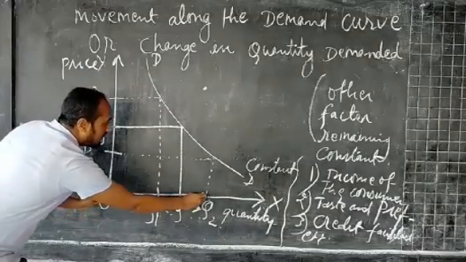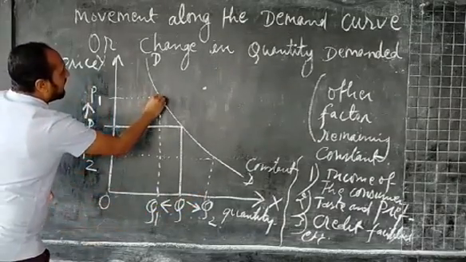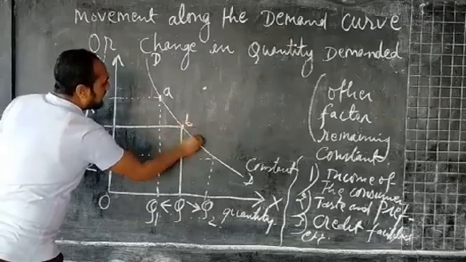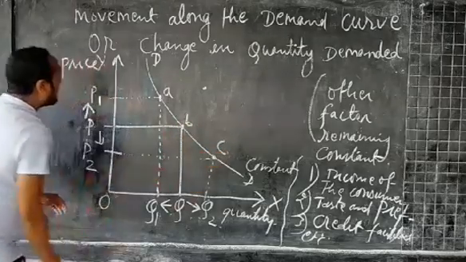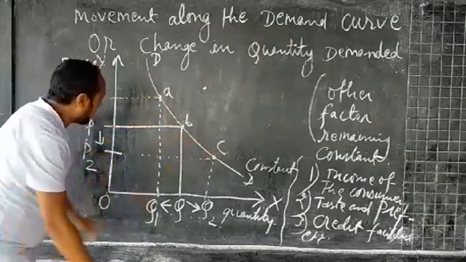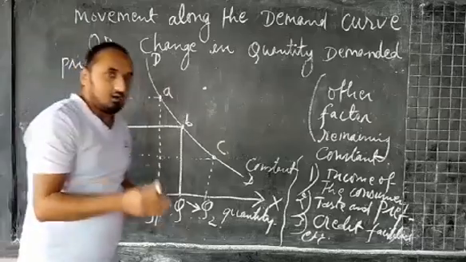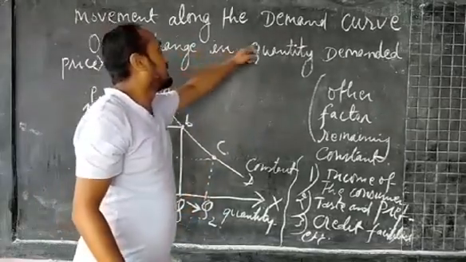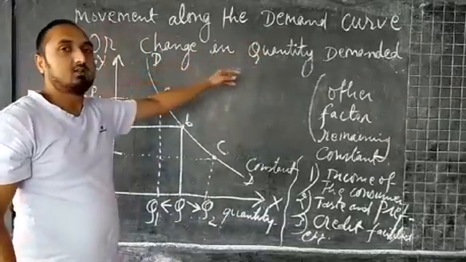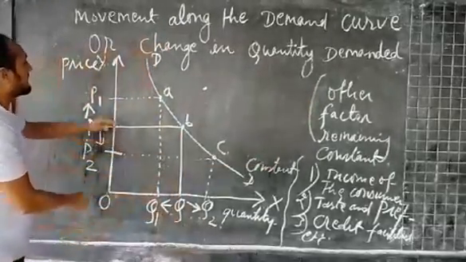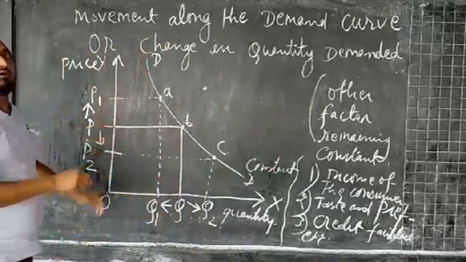So the movement from this point, let's consider this point A, this one as B, and this one as C. So movement from point A to point B or point C, that movement of change in demand is known as movement along the demand curve or change in quantity demanded. Here it takes place due to either a rise in price or a fall in price.